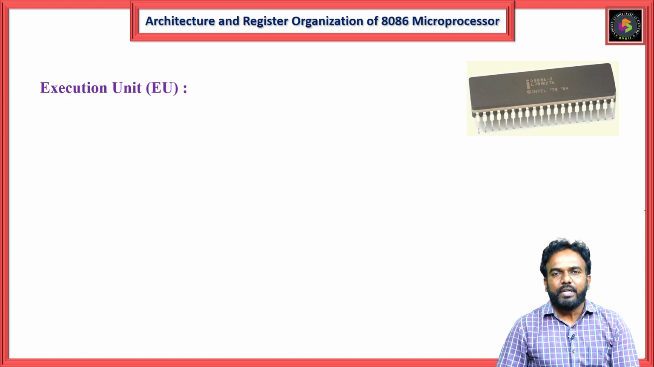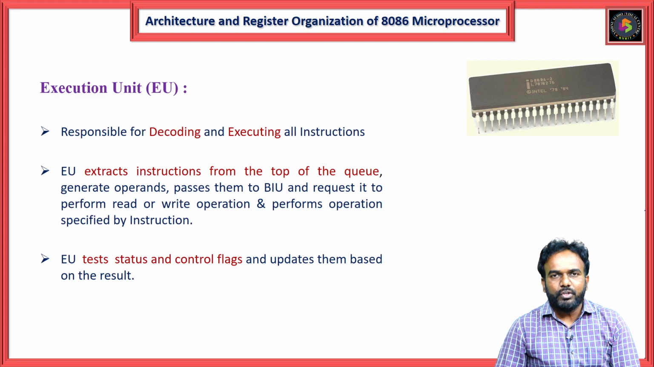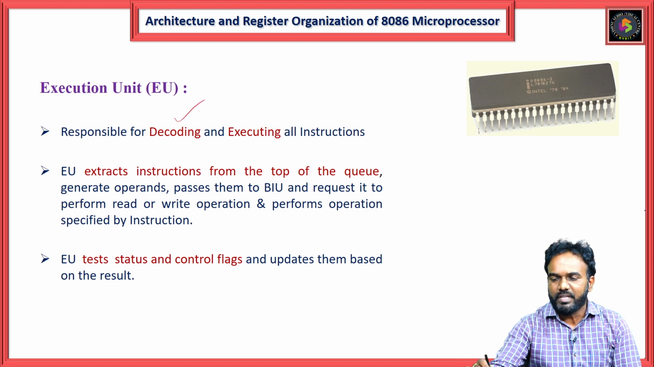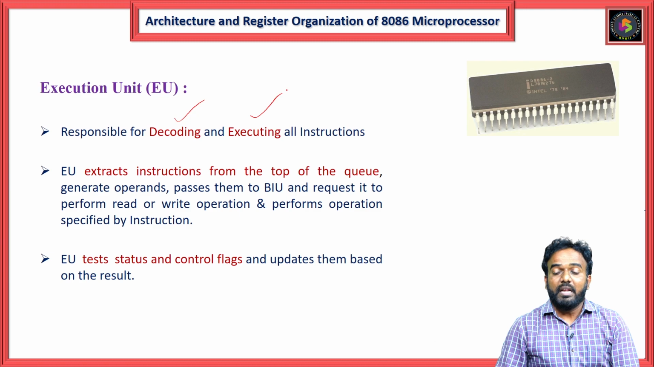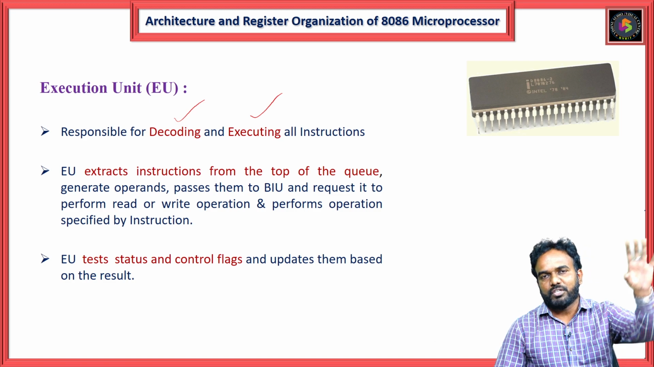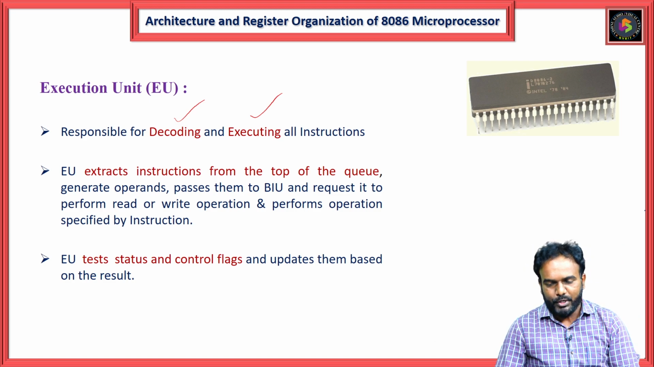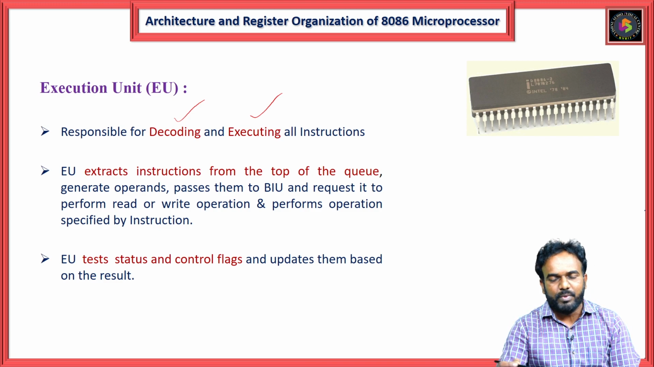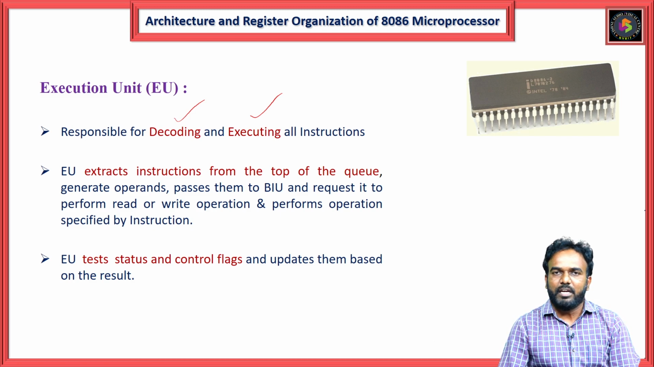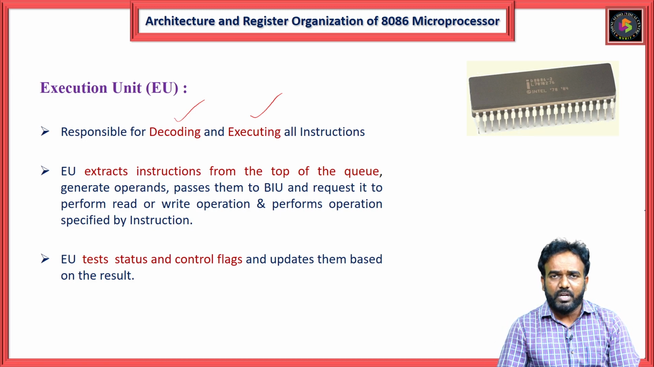Coming to the execution unit, as I already told you, it is responsible for the decoding operation and the execution operation. Another important thing is that the execution unit extracts instructions from the top of the queue. That means the instructions are taken from the memory and put in the queue to speed up the process. Another important responsibility of the execution unit is that it tests the status and control flags. To know the status of the operation, as we already saw, there is a flag register available.